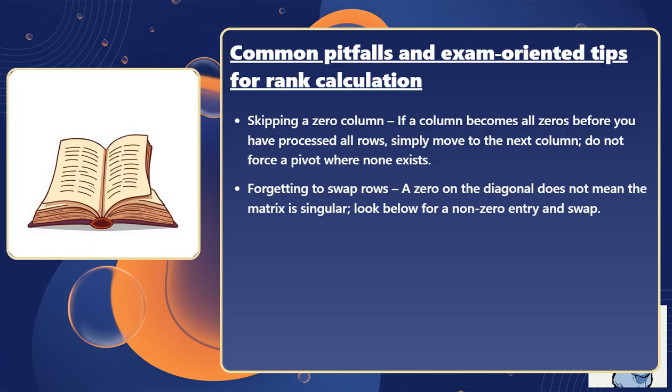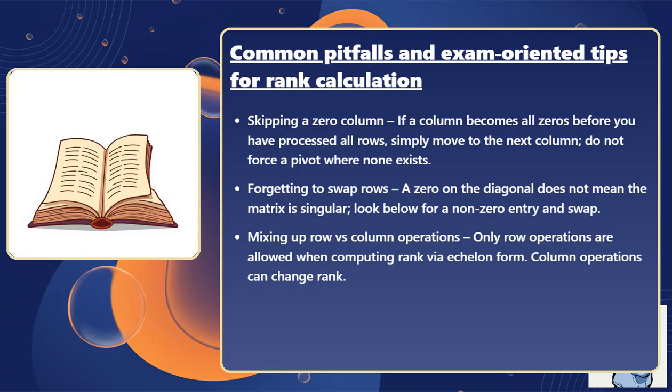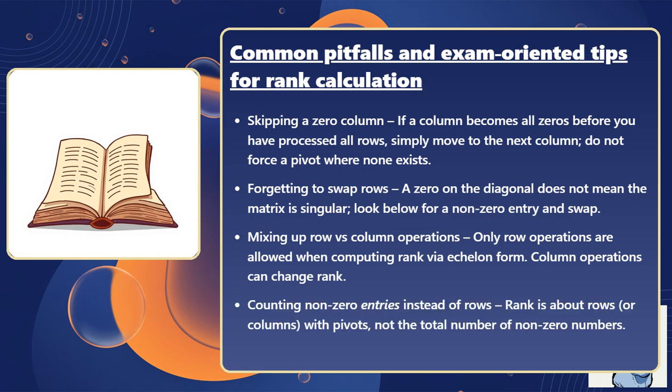Forgetting to swap rows: a 0 on the diagonal does not mean the matrix is singular. Look below for a non-zero entry and swap. Mixing up row versus column operations: only row operations are allowed when computing rank via echelon form. Column operations can change rank. Counting non-zero entries instead of rows: rank is about rows or columns with pivots, not the total number of non-zero numbers.